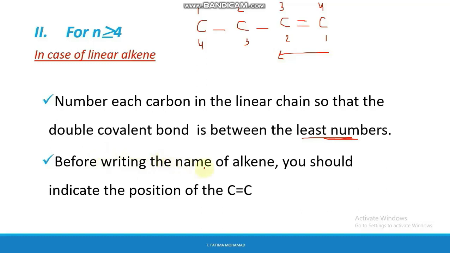So before writing the name of the alkene, you should indicate the position of the double covalent bond between the carbons. So here the position is between 1 and 2. What do you write? You write 1. You indicate the position as 1, not 2, okay?